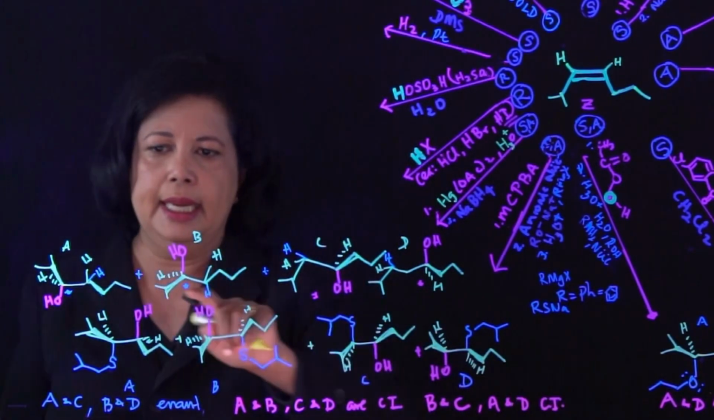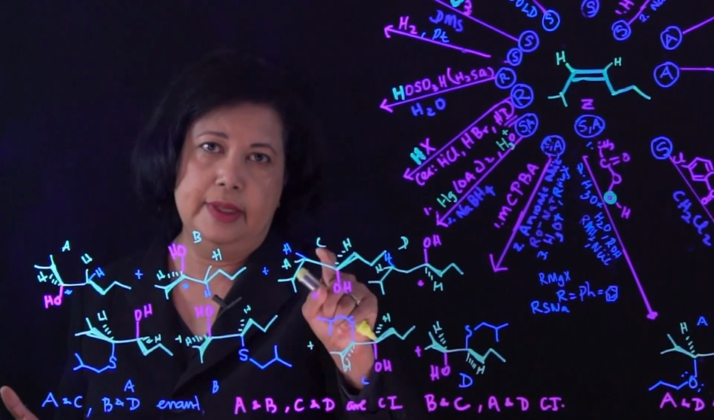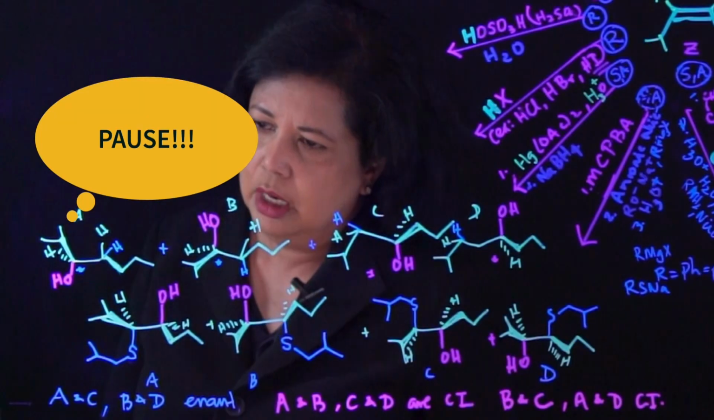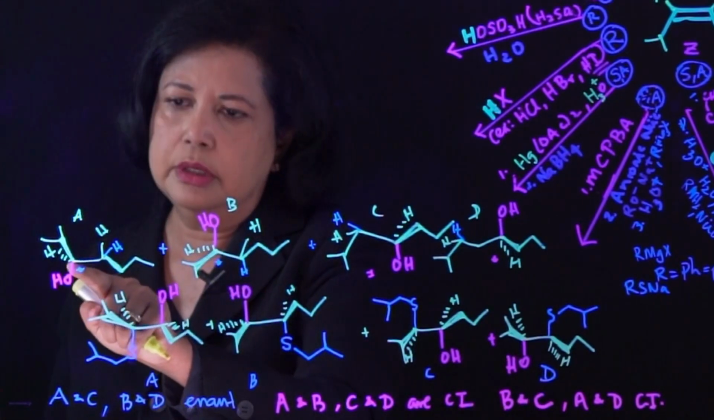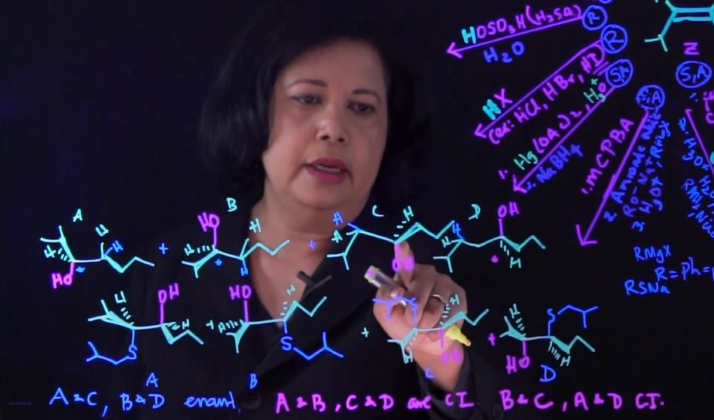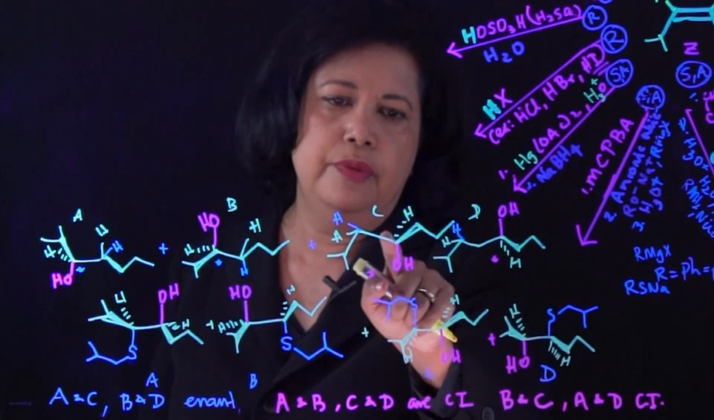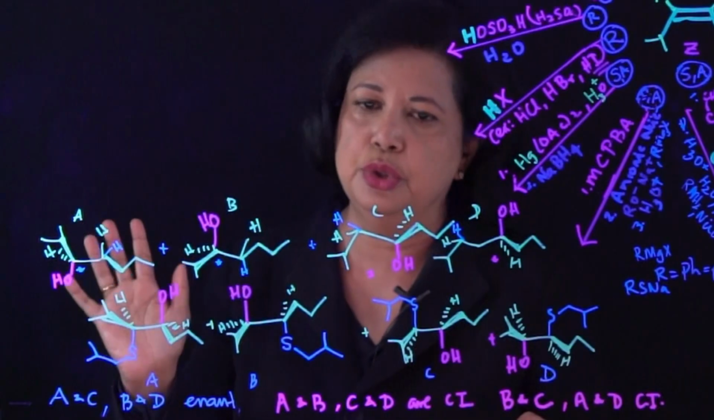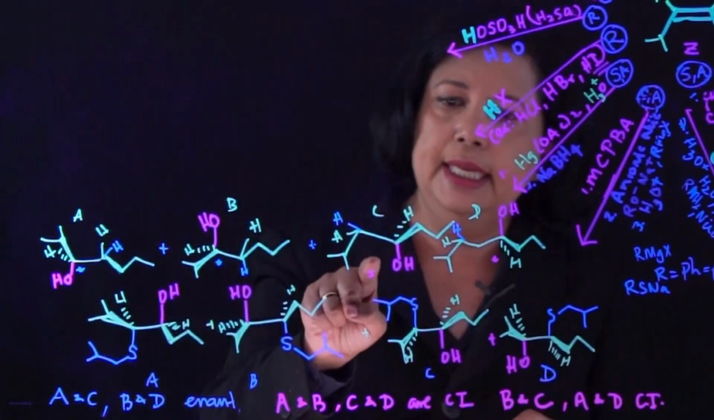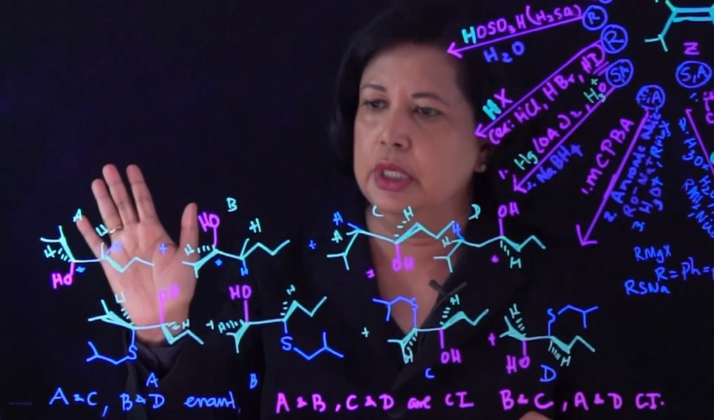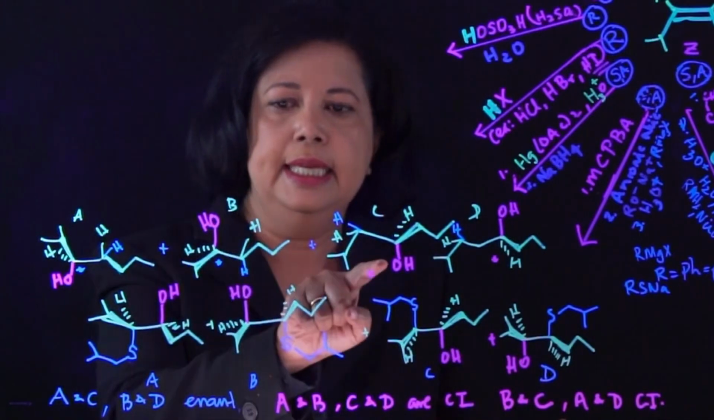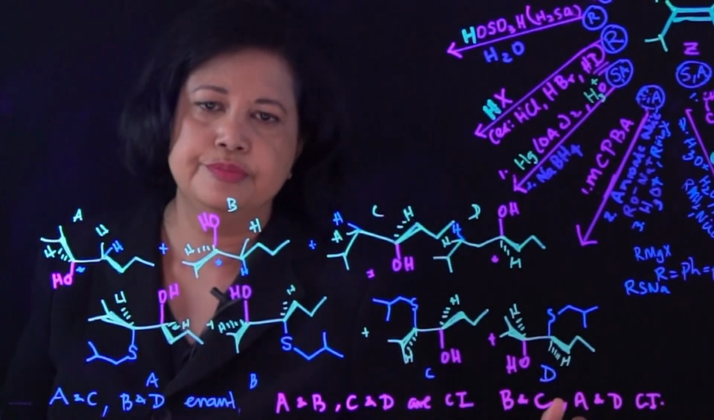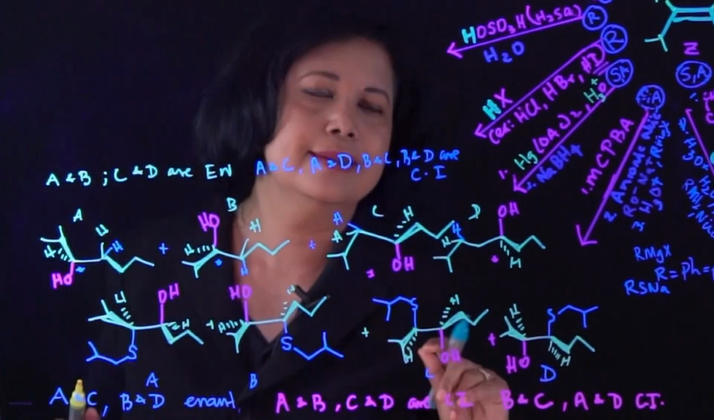What about A and C? Do they even have any kind of relationship? Not really. Here your hydroxyls on carbon 3, and here your hydroxyls on carbon 4. So they're a completely different name and structure. So they're just constitutional isomers. AC and AD are constitutional isomers. BC and BD are also constitutional isomers. I'm going to write that over here.